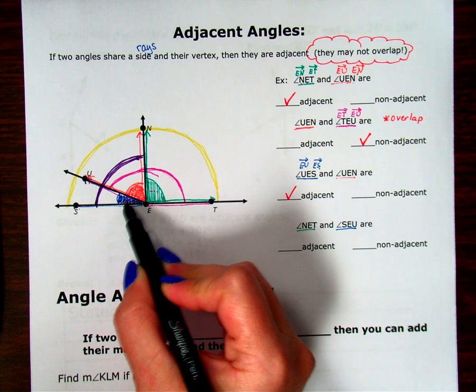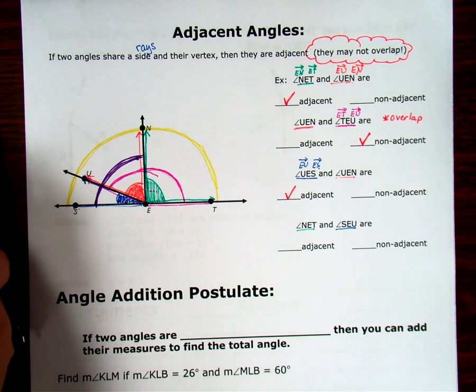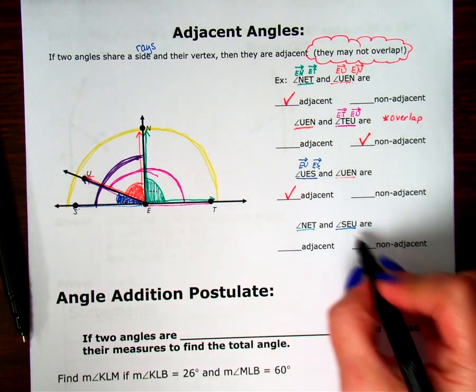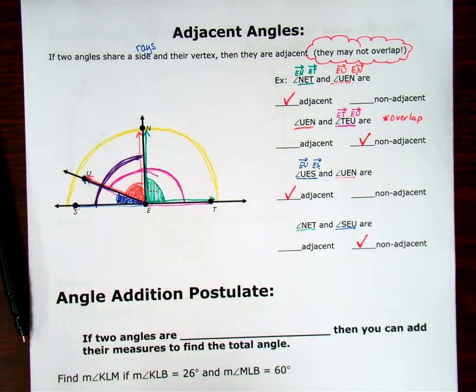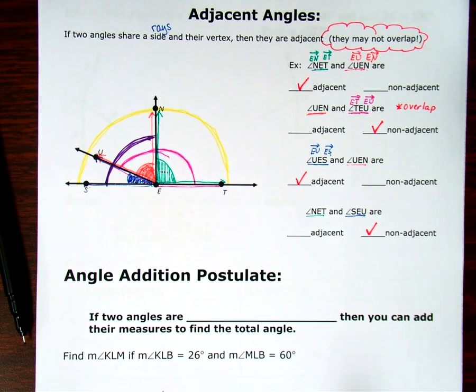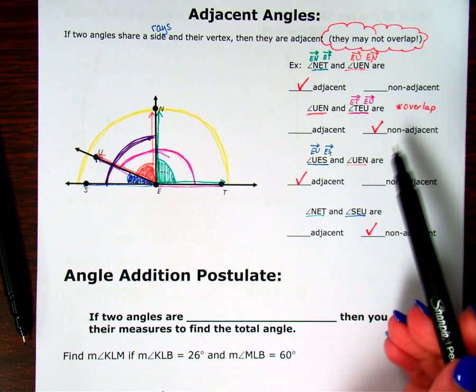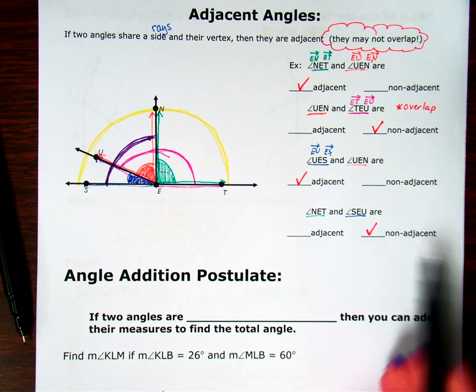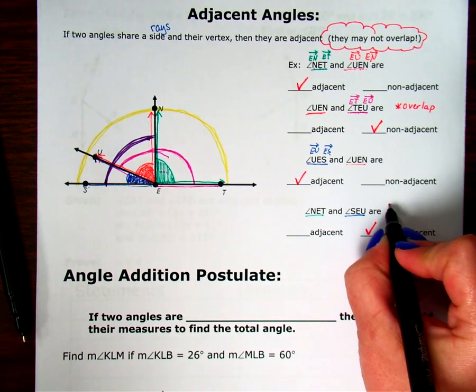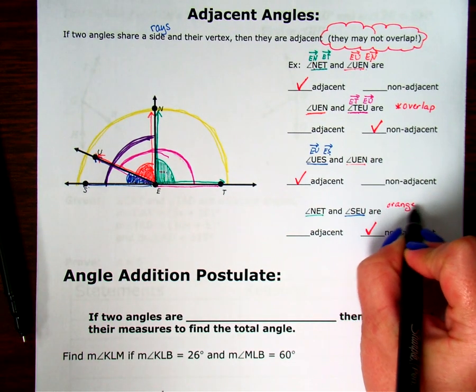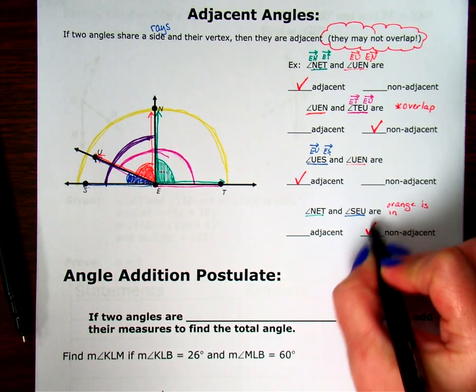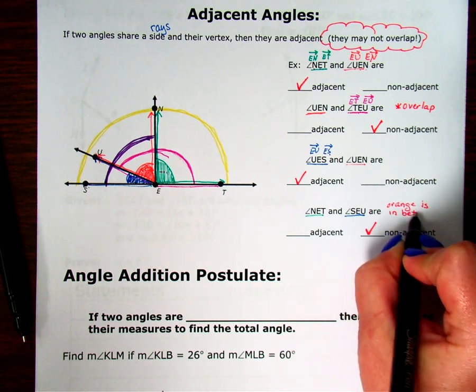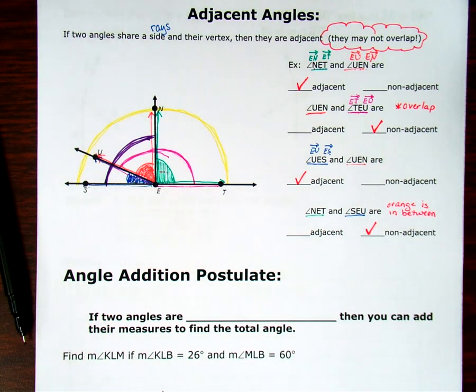These two are not adjacent because the orange angle is coming between them. Okay? So to be not adjacent, they're either overlapping or there's something coming between them. Okay? So the orange angle is in between. That's why this one's not. Okay? So that's why those are not adjacent.